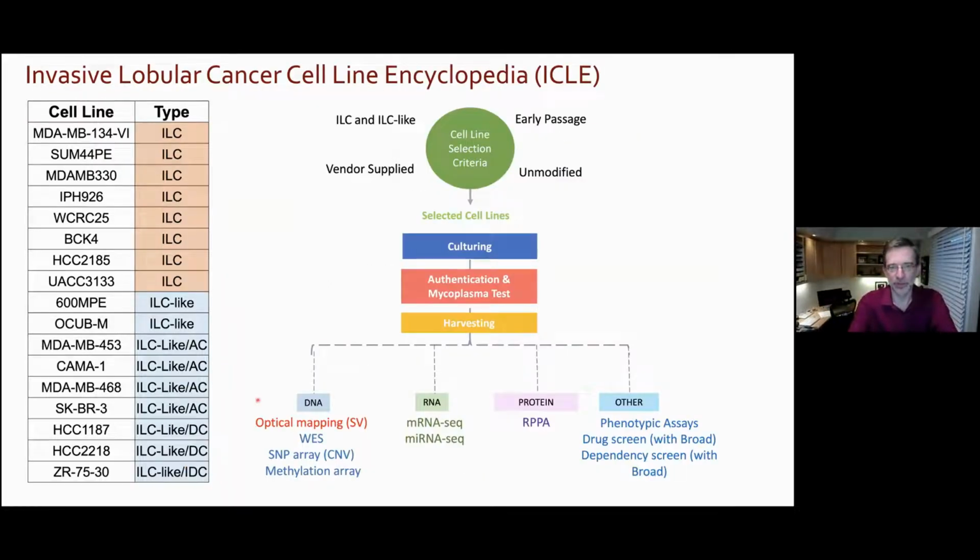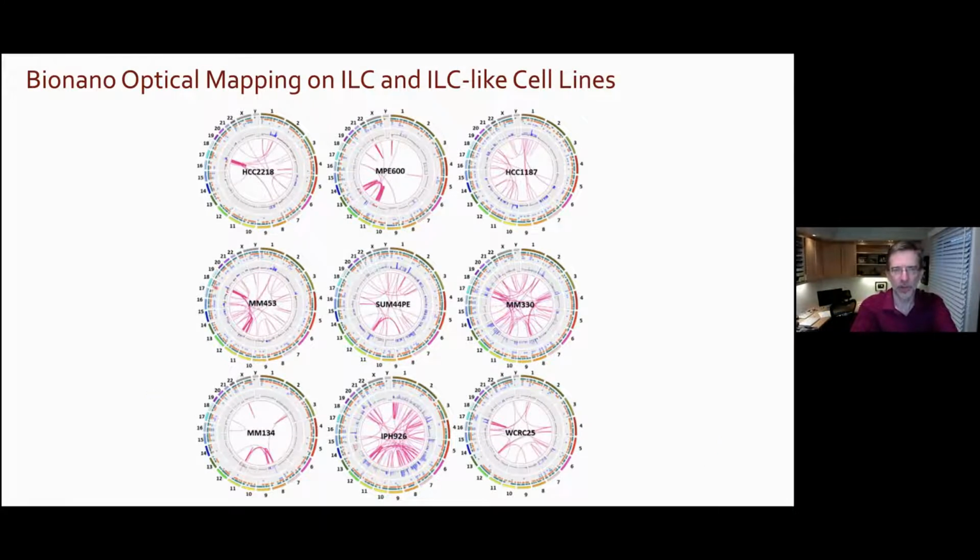So what we're doing is we've taken all these cell lines and we're doing DNA analysis, RNA analysis, protein analysis, and other. And I'll show you what we've done with optical mapping, which already has told us some very unique features of these, and exciting features of these ILC-like cell lines. So this is optical mapping for the first 9 cell lines. You can see, just like the MCF7s, they all have highly rearranged genomes. They all have unique features.